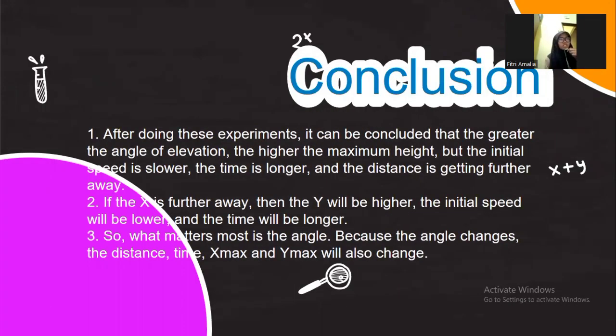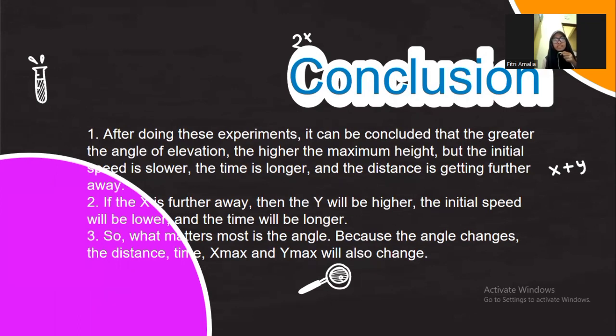So for the conclusion, I have made three conclusions. The first is, after doing these experiments, it can be concluded that the greater the angle of elevation, the higher the maximum height, but the initial speed is lower. The time is longer and the distance is getting further away.